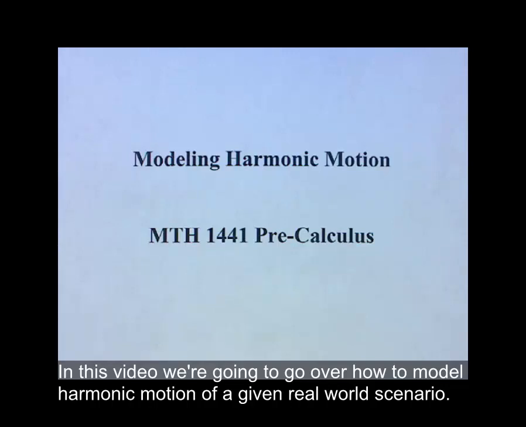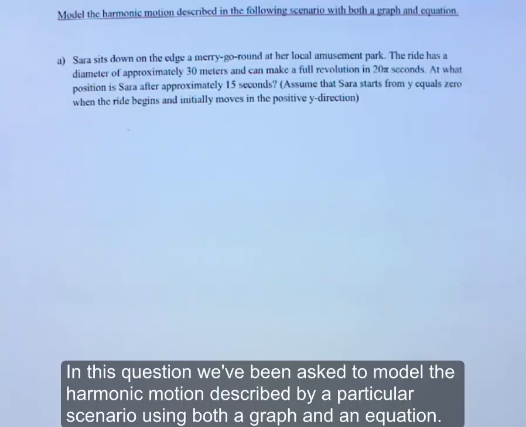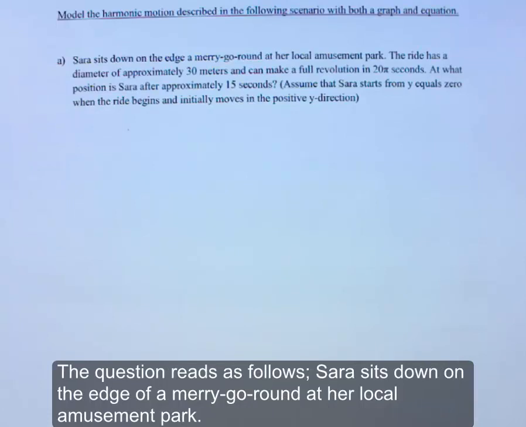In this video, we are going to go over how to model harmonic motion of a given real-world scenario. In this question, we've been asked to model the harmonic motion described by a particular scenario using both a graph and an equation. The question reads as follows.